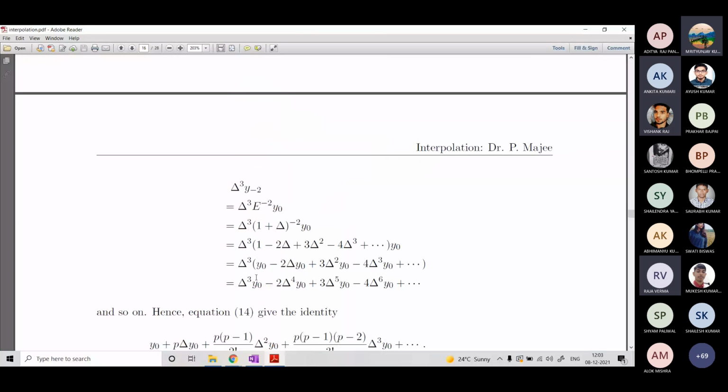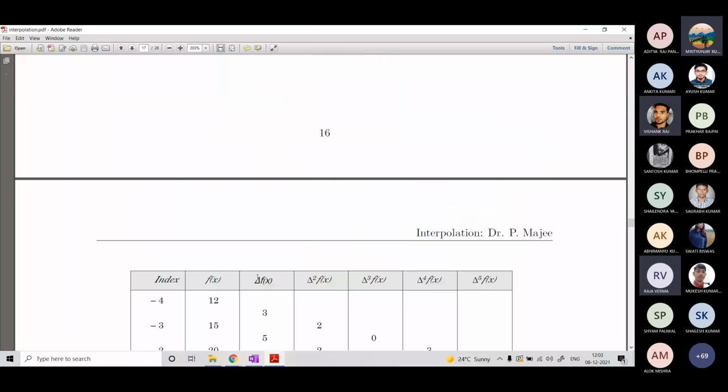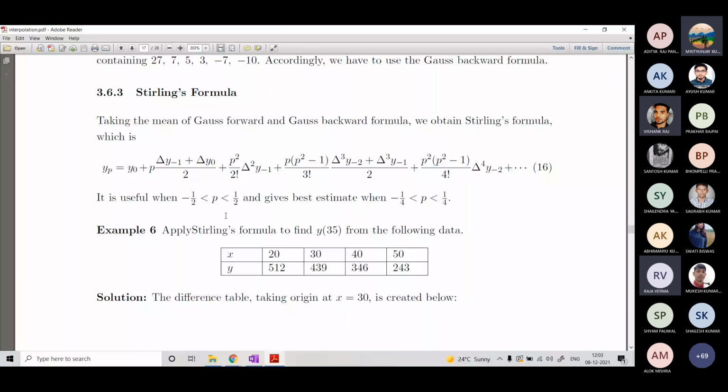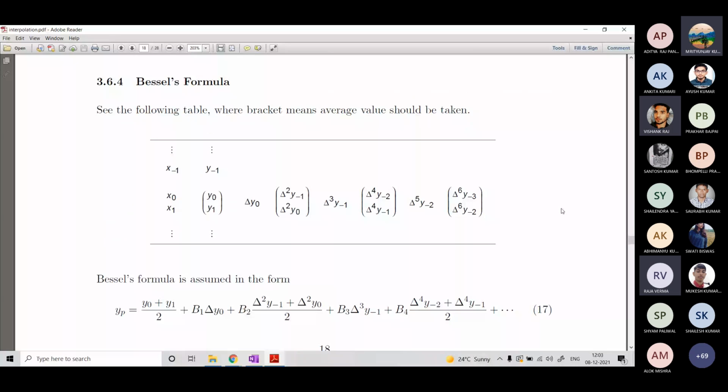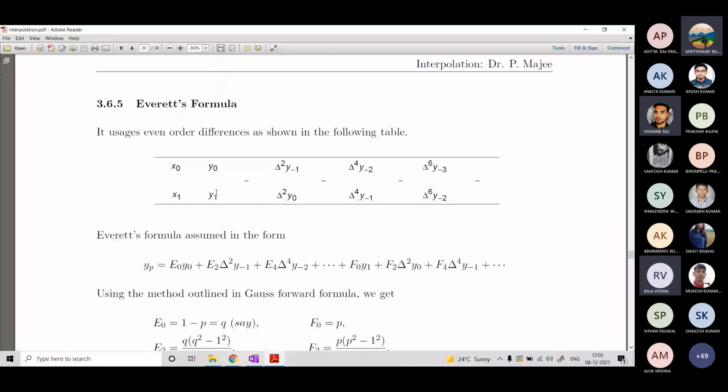Similarly, Bessel and Stirling's formula, they are nothing but the average of Gauss forward and Gauss backward. So Stirling's need not be proved separately. Stirling's will be simply the average of Gauss forward and Gauss backward. What comes after that? Bessel's. In Bessel's, the forward difference table is created, and then I'll tell you how to choose the values. In the average also, the same table will be created and particular values will be chosen from the table.